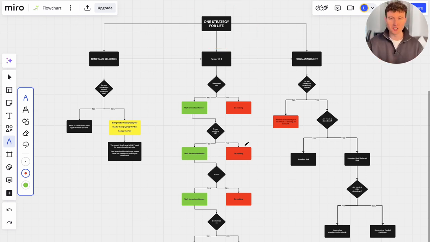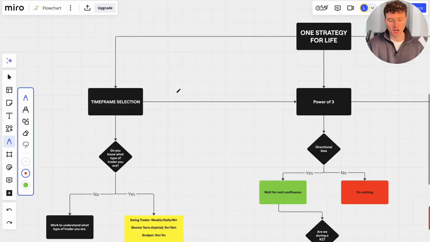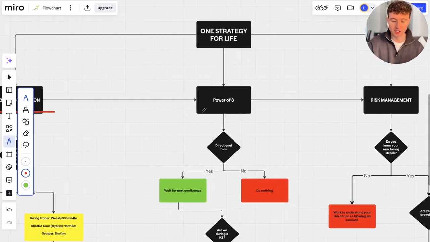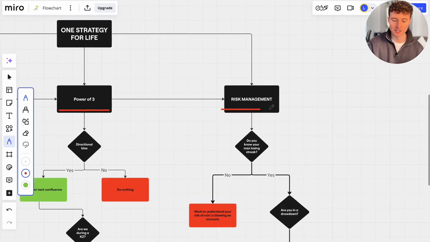And this is the process that I follow every single day within the markets. This is the exact process that has allowed me to get funded hundreds of thousands of dollars. But not only that, this is the process that has allowed me to become consistently profitable. I've broken it down into 3 steps. Step number 1 is time frame selection. Step number 2 is the power of 3. Step number 3 is risk management.